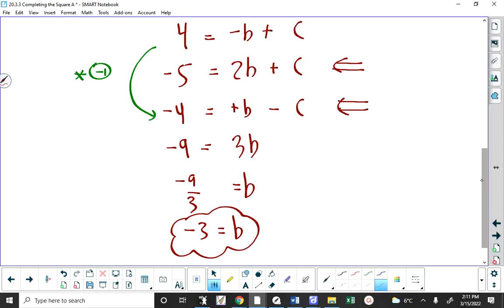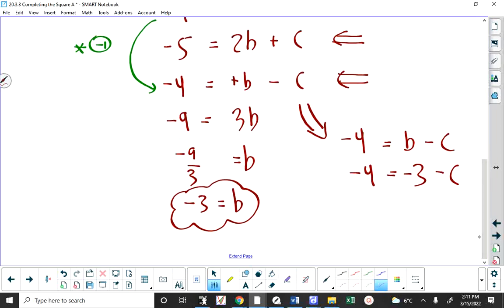So for example, I might take this equation, -4 equals b minus c. I can write -4 equals -3 minus c. You know, in retrospect, I would have used the top equation. Then I wouldn't have to deal with a -c, but that's okay. I'm going to move that -c to the other side and get positive c. Then I'll have -3, and I have to add 4. Is that okay? That means c is equal to 1.